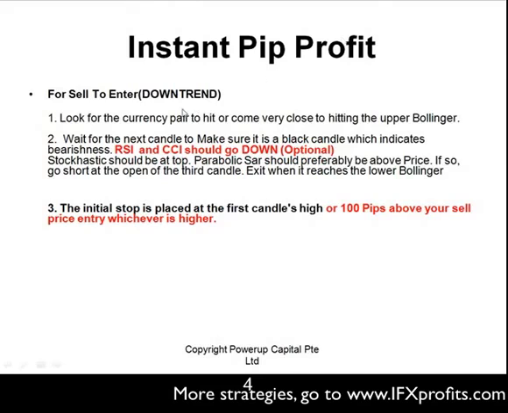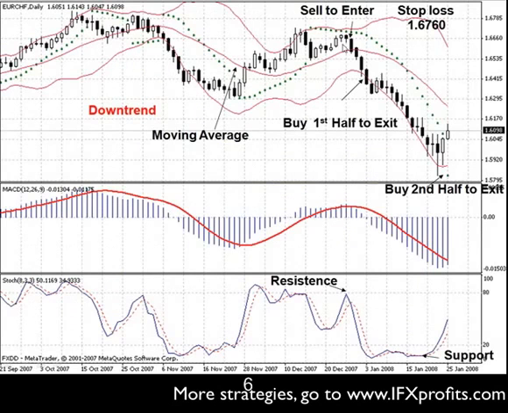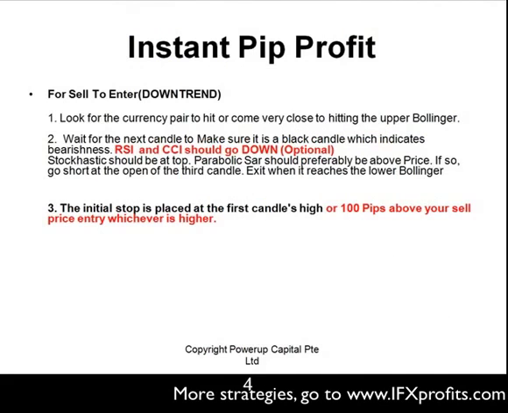Next, you wait for the next candle to make sure it is a black candle, which indicates bearishness. So you see over here, this candle is a black candle and it indicates bearishness. So it confirms our second criteria. Now RSI and CCI should go down. Now this is optional, so we'll look at this slightly later.